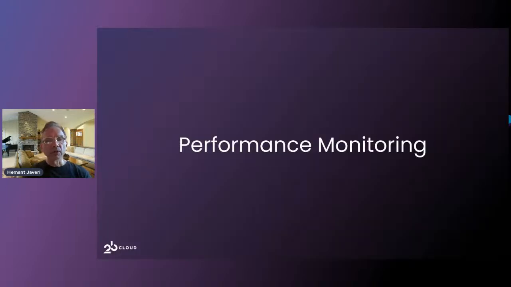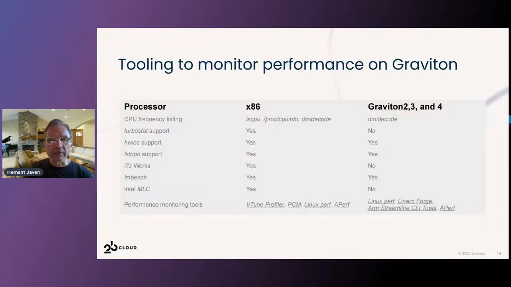Okay, you have done your due diligence and your analysis using the Porting Advisor. You're actually porting to Graviton. You need to measure your performance. The good news, again, is that you have Linux-based tools to measure performance as you move from your traditional x86 processor to a Graviton processor. These are all the tools at the bottom, as you can see: performance monitoring tools, Linux performance, Linaro Forge. You can use all of these to measure the performance of your application on the Graviton processor.